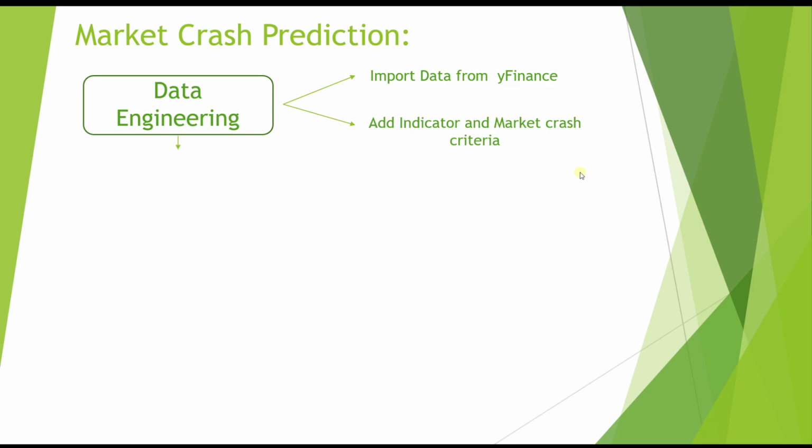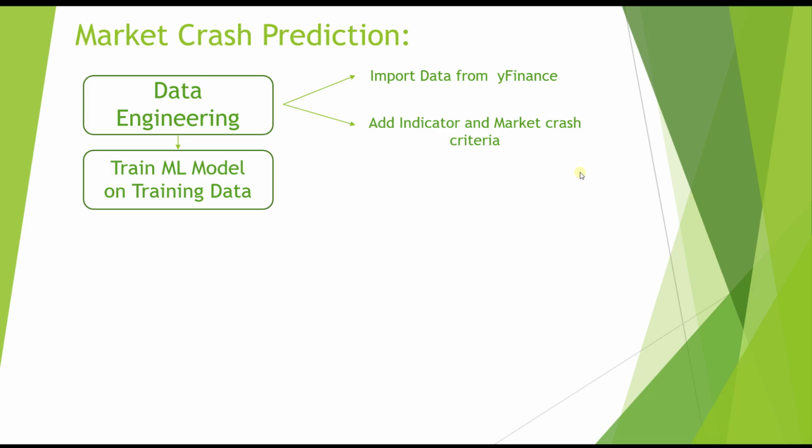Then the second section is training the machine learning model. We will use the scikit-learn library to train a classification model on the training data. The goal here is for the model to learn the relationship between our chosen indicators and the market crash label. In other words, we want the model to understand what patterns or signals lead to a crash.